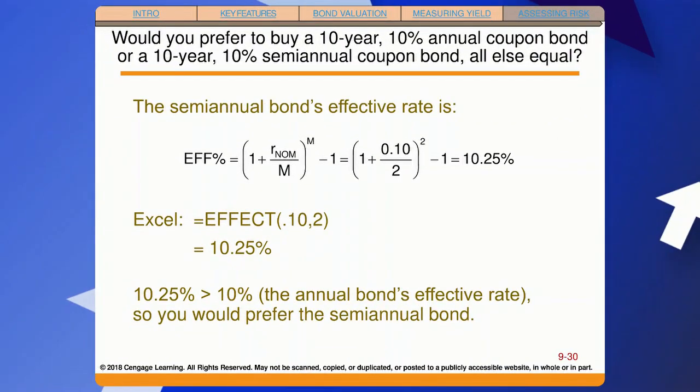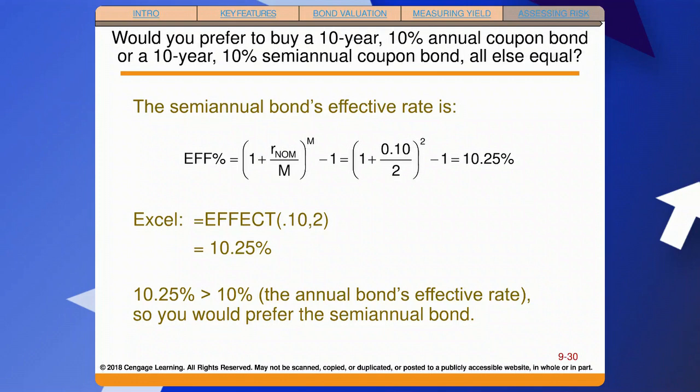Alright. What would you prefer to buy, a 10-year, 10% annual coupon bond or a 10-year, 10% semi-annual? Makukuha mo siya using, again, your Excel. No? Paano yun? The semi-annual bond effective rate is 10.25. What is the formula? Effective interest rate is equals to (1 + R nom divided by M) to the M, minus 1. So, meaning, ang 0.10 dyan is your nominal rate. Then, yung 2 dyan is, di ba, since semi-annual tayo.